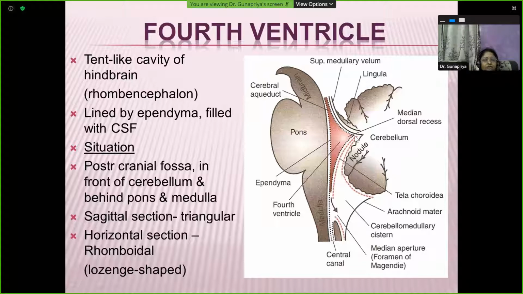In a sagittal section, a midline section, it appears triangular in shape, whereas in a horizontal section it appears lozenge shape. Lozenge is rhomboid or diamond shape. Roughly a square, but a tilted square. It's not a straight square. Straight square will be like this. It's a tilted square. That's the shape of the fourth ventricle.